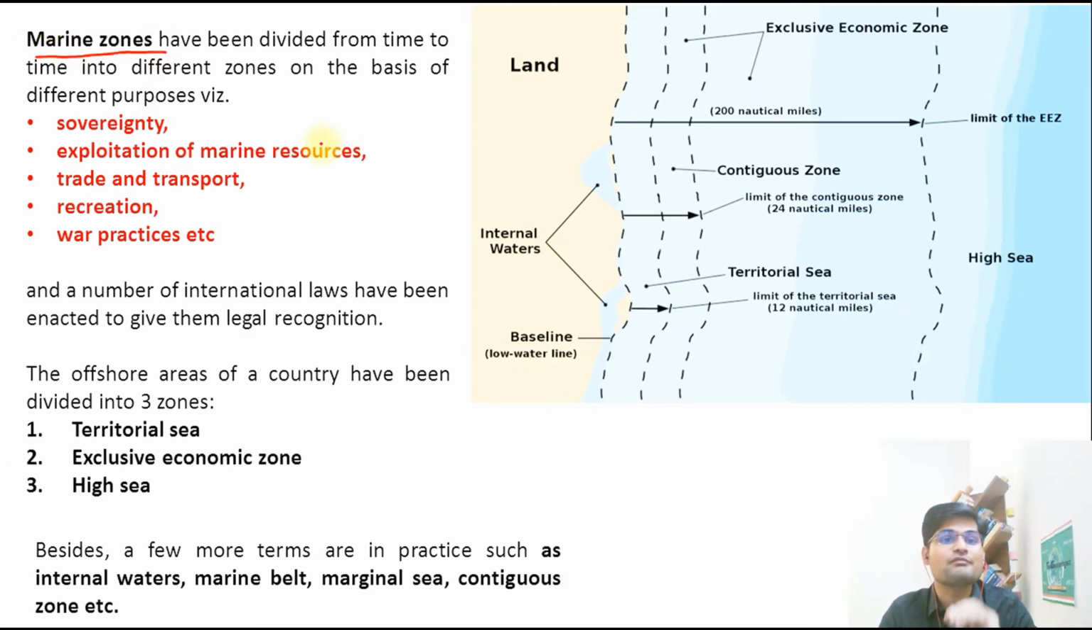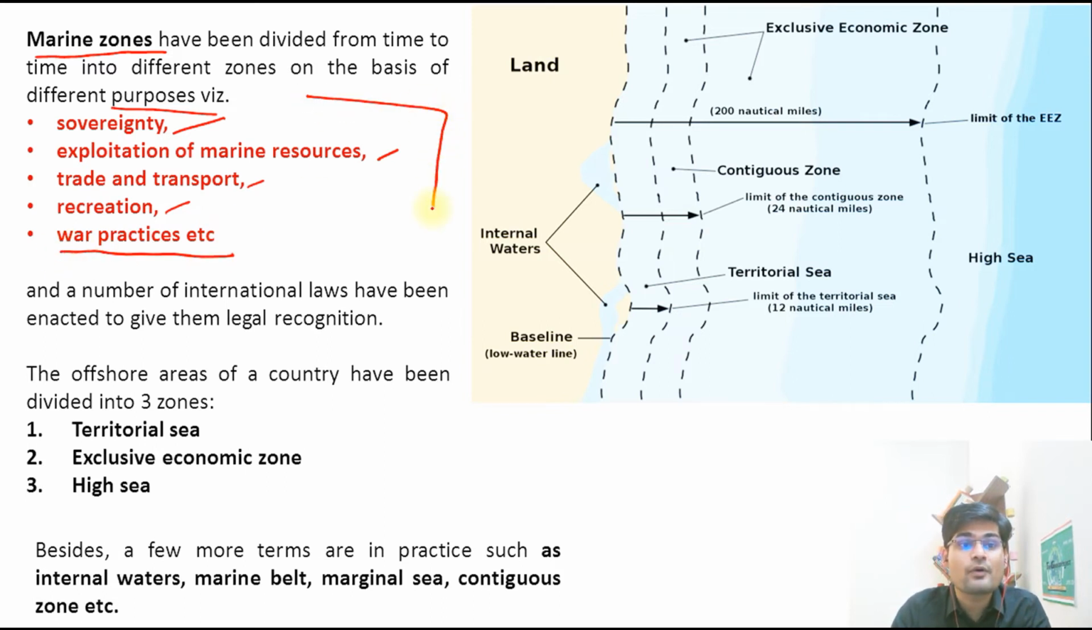Now if you observe marine zones, the definition according to this is that marine zones have been divided in different ways. They have been divided into different zones on the basis of their purposes. For example, what are the purposes to divide these marine zones? One is the sovereignty of the nations, exploitation of marine resources, trade and transport, recreation, and war practices. So these are the important five points according to which the marine zones have been delineated, and according to a number of international laws, they were also enacted in terms of legal recognition.